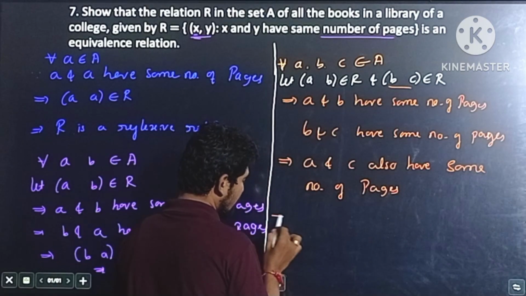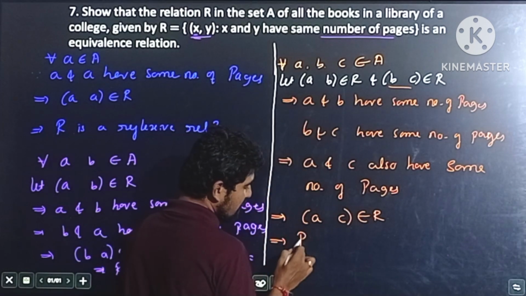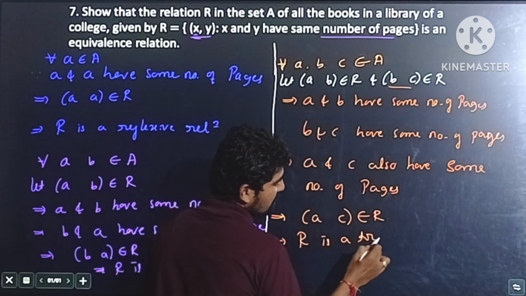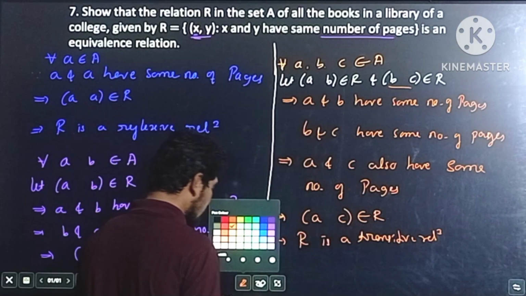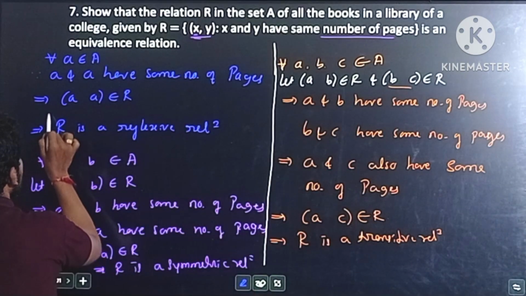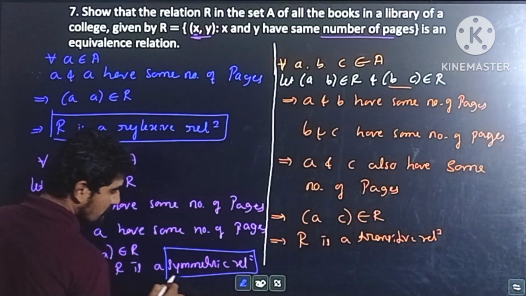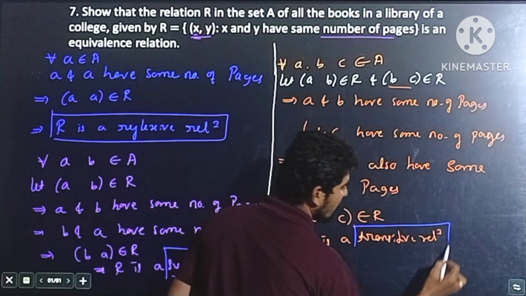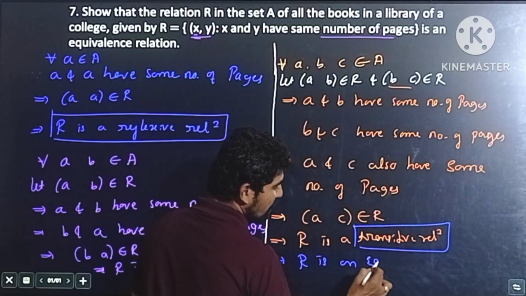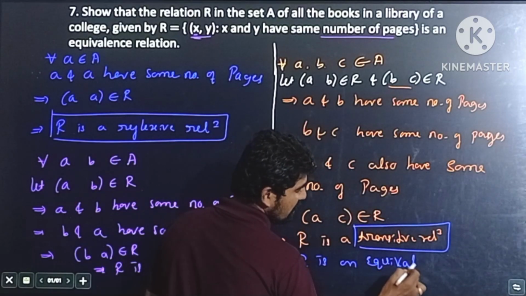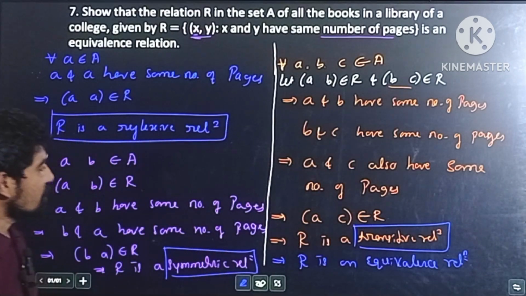I hope all of you understand, which implies the pair AC belongs to relation R. So hence this relation R is a transitive relation. Now observe here, since this relation R is a reflexive relation and symmetric relation as well as a transitive relation, it means the given relation R is an equivalence relation.